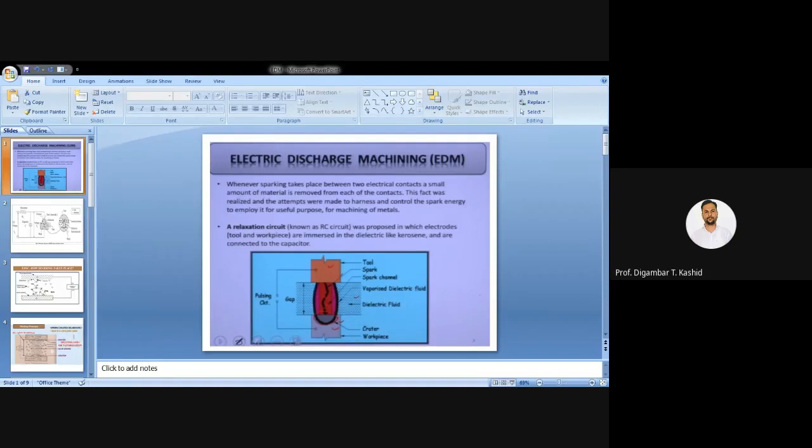Okay, so good afternoon, all of you. Yesterday we started our new topic, that is electric discharge machining. In short, it is called EDM. Once again, I will start with the introduction of this EDM.